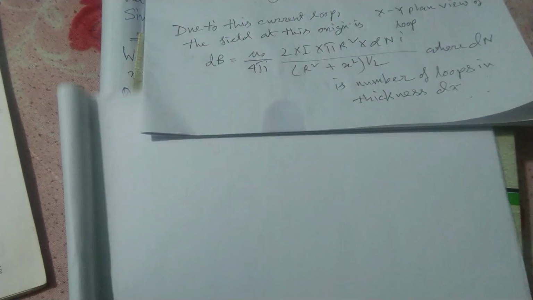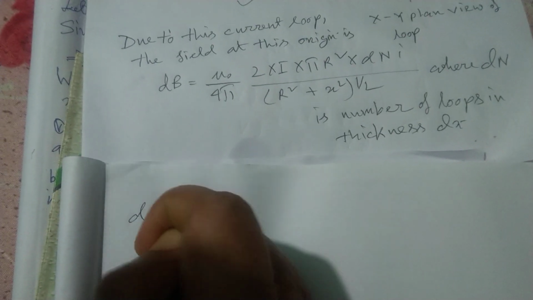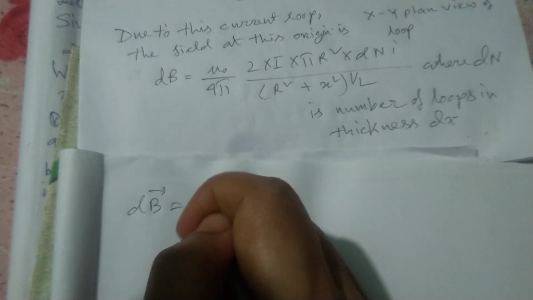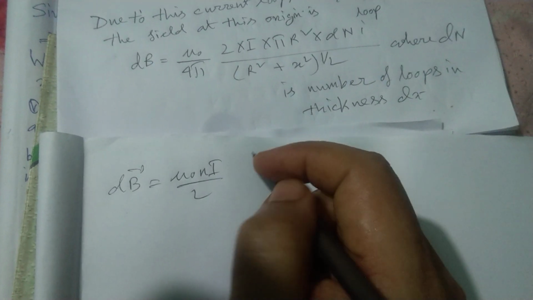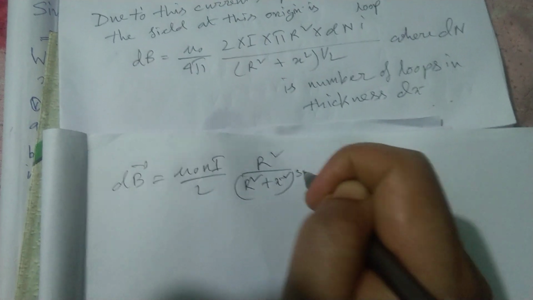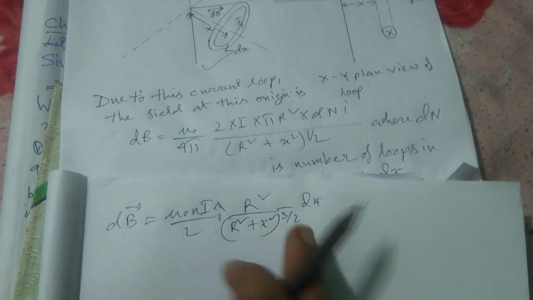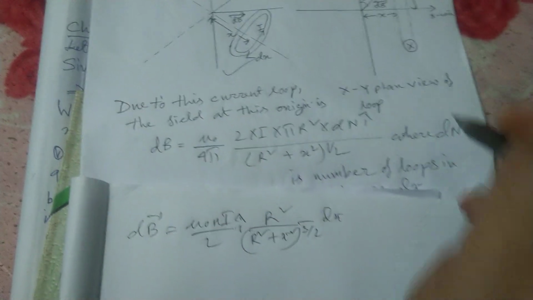dB can be written as dB equals mu 0 n I divided by 2, into r square divided by (r square plus x square) to the power 3 by 2, into dx. Since it is along the x-axis, it is in the i cap direction, and here also i cap.